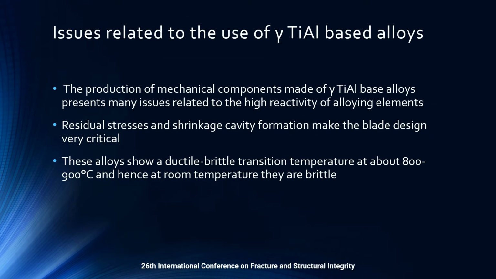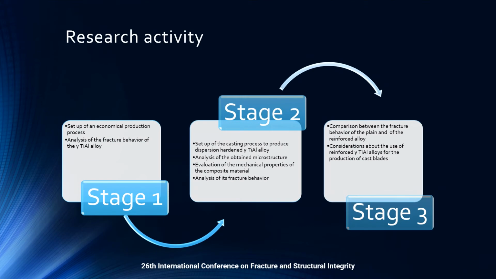Since this is an experimental class of alloys, there are issues related to the use of gamma TiAl based alloys. The main issues in the production of mechanical components made of gamma TiAl based alloys are related to the high reactivity of alloying elements. Then residual stresses and shrinkage cavity formations make the blade design a very critical factor. And these alloys show a ductile-brittle transition temperature at about 800 to 900 degrees Celsius, and hence at room temperature they are very brittle. The research is carried out in order to mitigate these kinds of issues.